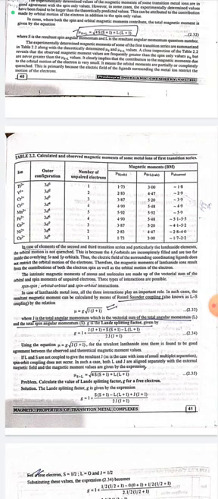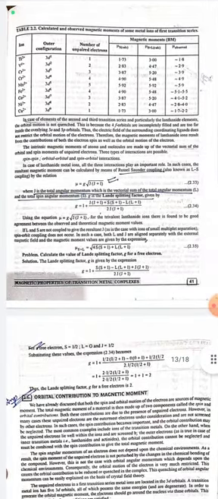Problem. Calculate the value of the Landé splitting factor g for the free electron. The Landé splitting factor g is given by the expression g = 1 + [S(S+1) − L(L+1) + J(J+1)] / 2J(J+1). And thus the Landé splitting factor g for a free electron is 2.